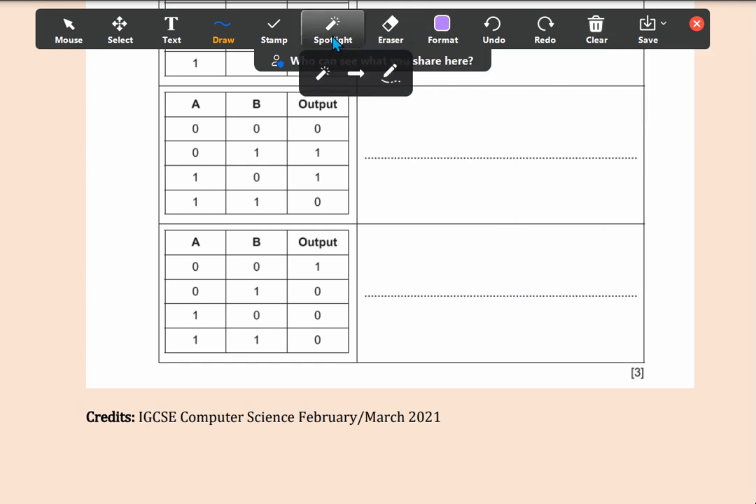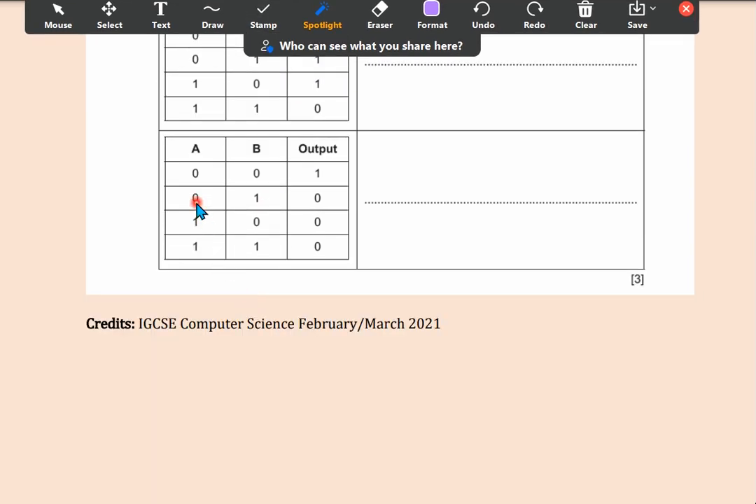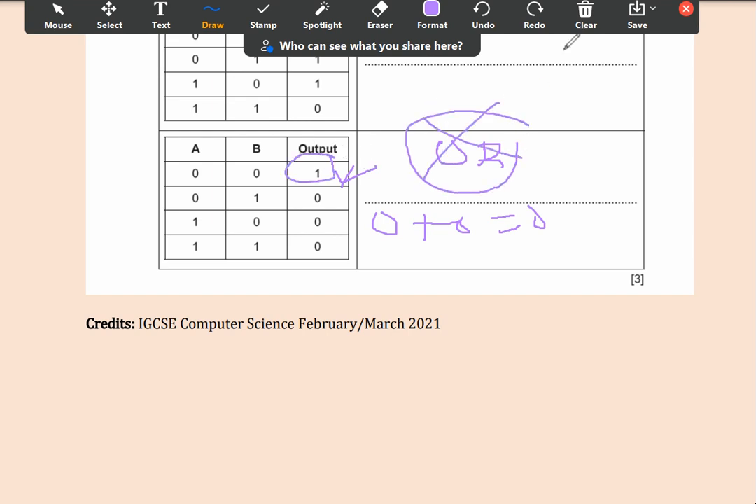Next one. The last truth table. So again, not a NOT gate. How about the OR gate? So again, we have the OR gate, 0 plus 0 is equal to 0, but it is not 0. So therefore, it is not an OR gate.